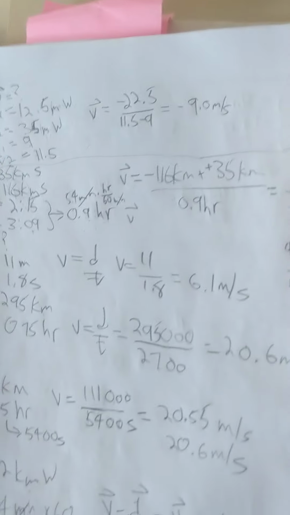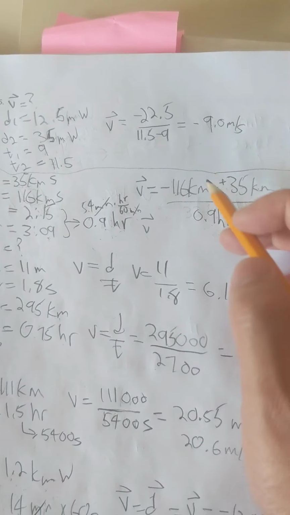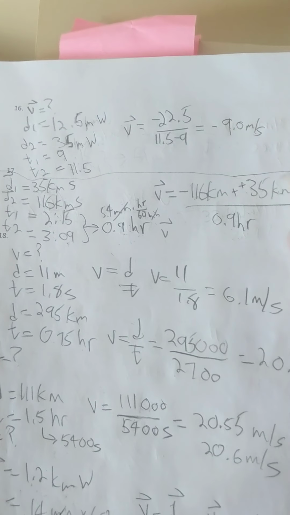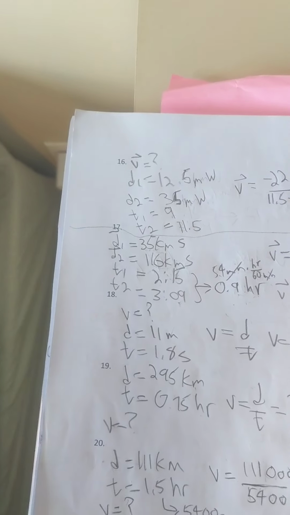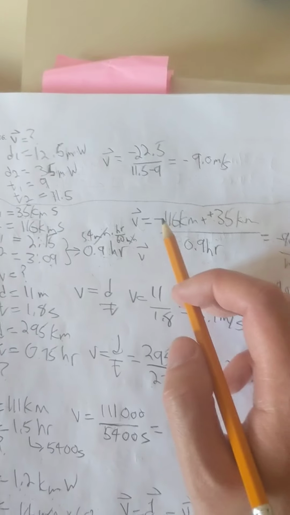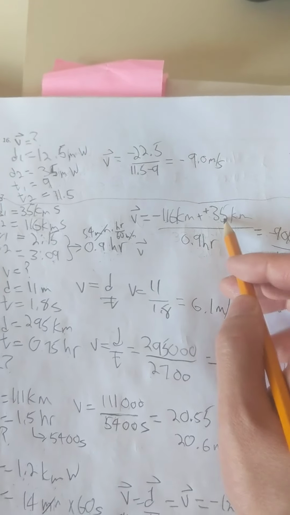To get to our velocity, you're going to do negative 116 because we're going south, minus 35. Remember, if you minus a negative, it's the same as plus a positive, right? Because the two negatives cancel out. This negative cancels out with this negative. So it's going to be negative 116 plus positive 35, divided by our 0.9 hours. And you should have gotten 90 kilometers per hour. You could also answer this as 90 kilometers per hour south, because the south is telling you that it's going south.